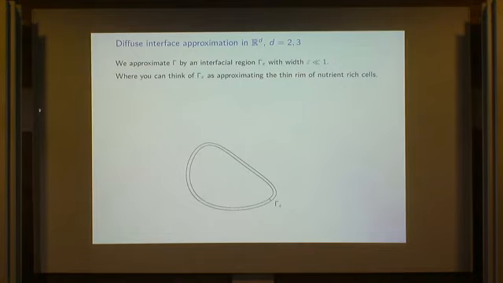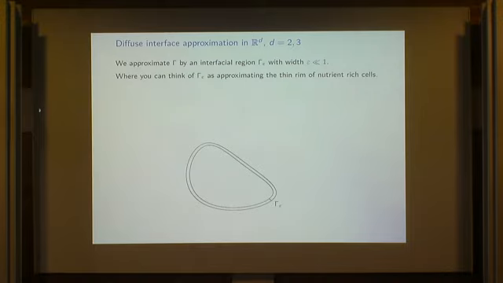Because of the coupled nature, you really do need to make sure that you have good mesh distributions and hence good approximations to your solutions. Now I just want to mention briefly a diffuse interface approximation of this free boundary that we're looking at again. So this is in R^d.